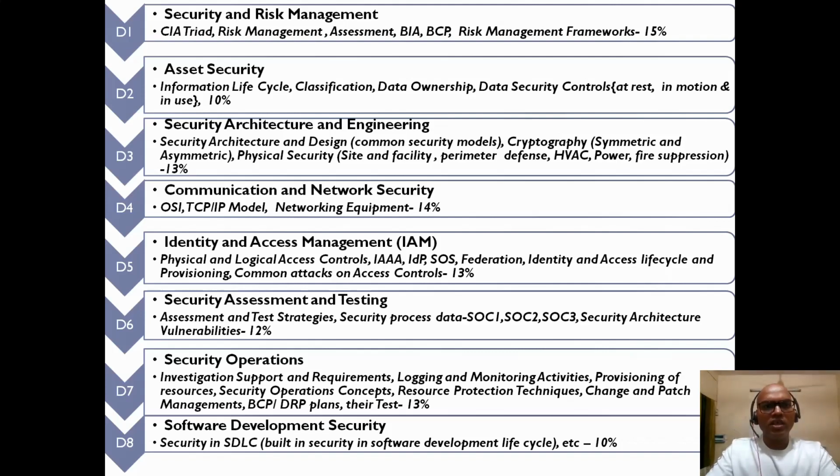Domain 3 is security architecture and engineering. Security architecture and engineering talks about how physical security is kept in place for an organization, how several security architectures and designs are kept in place in the form of common security models, and how cryptography, symmetric or maybe asymmetric, is used to protect our data. This domain constitutes 13% of the total syllabus.